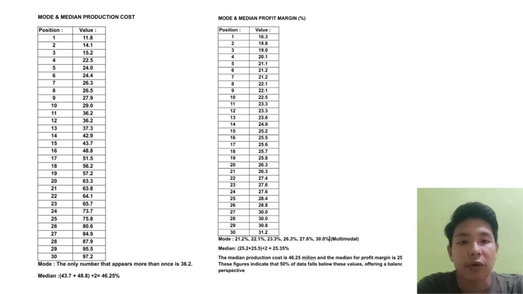The mode of production cost is 36.2 million, suggesting it is the most commonly occurring value in the dataset. The profit margin dataset is multimodal, with values such as 21.2%, 22.1%, 23.3%, 26.3%, 27.6%, and 30.0% appearing frequently.